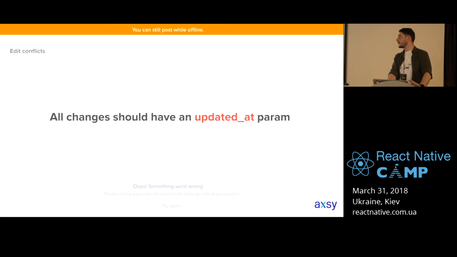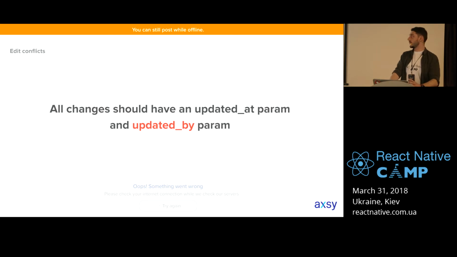And there are always conflicts. If you're working with something that other people can work on also, you need to provide 2 additional parameters. It's like updated at, so your server will be able to determine at what time what change has been made and which should be applied first, and updated by, because you need to know who to blame for these changes.